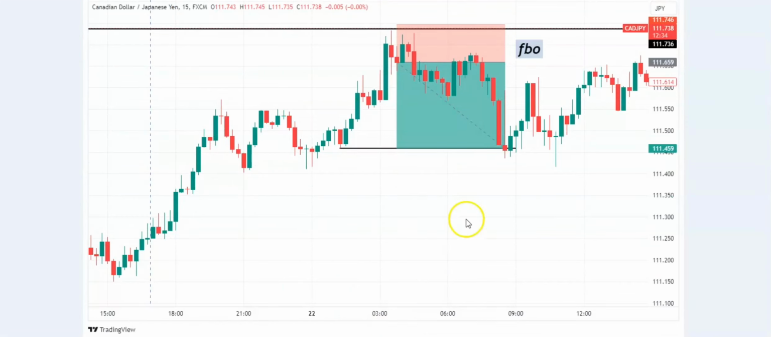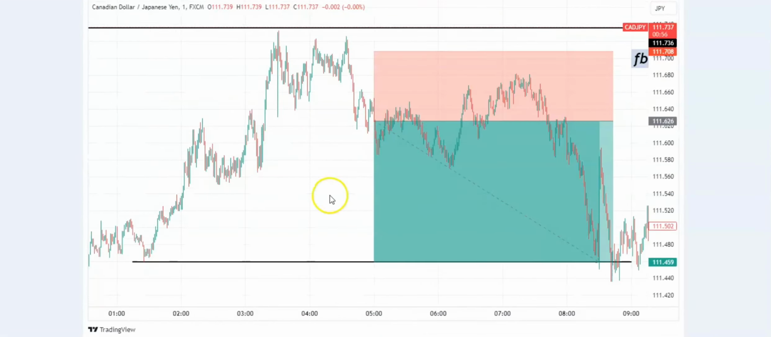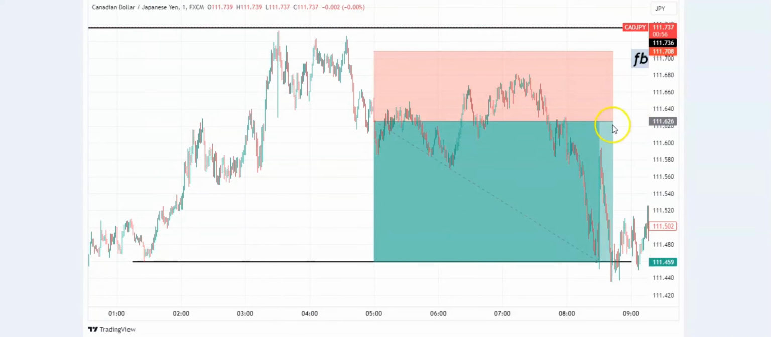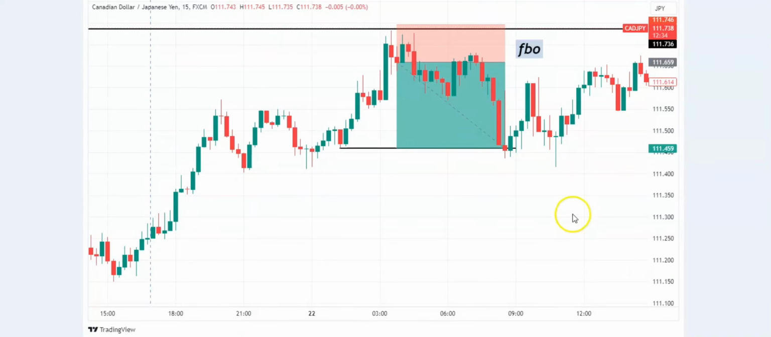So let's look at the difference. This is the 15-minute time frame trade. This is the 1-minute time frame trade. Look at how the 1 minute has a lot of highs. Look at how clean the 15-minute time frame is. Look at the entry. The entry on the 1-minute time frame is 111.626, and the entry on the 15-minute time frame is 111.659. So there is also a very big difference in terms of the entry. And so this is why, in my opinion, I prefer using the 15-minute time frame.